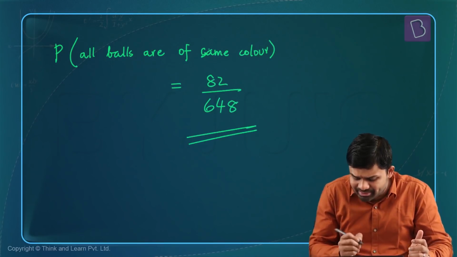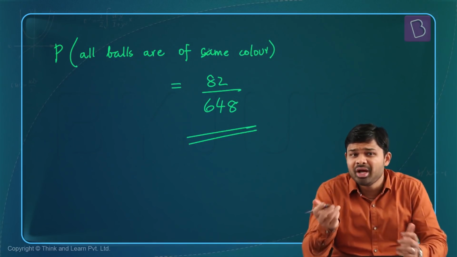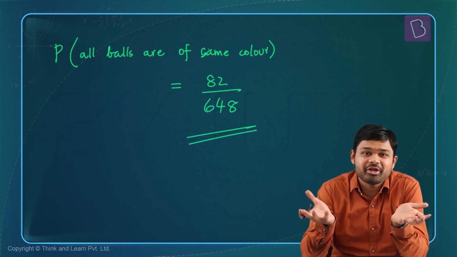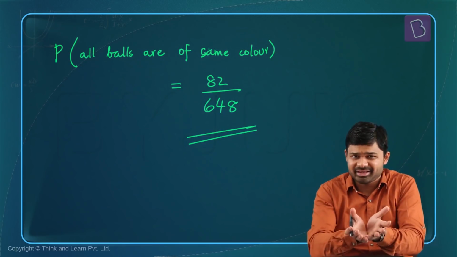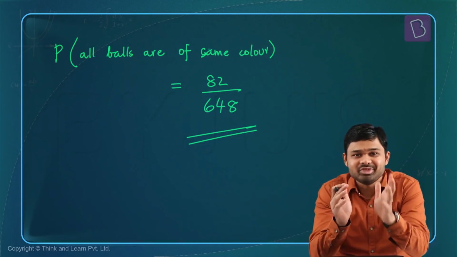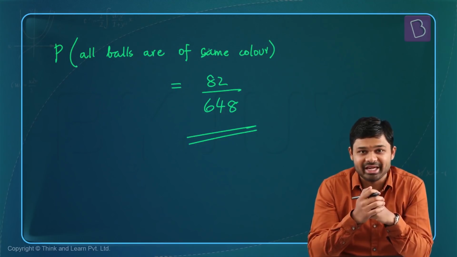In fact, this can be simplified. If you want, you could have written it as 41 divided by 324. But look at the options. 41 divided by 324 doesn't exist in the options. The only option is 82 over 648. Single correct answer type of questions. So no simplification required. The correct answer is 82 over 648.